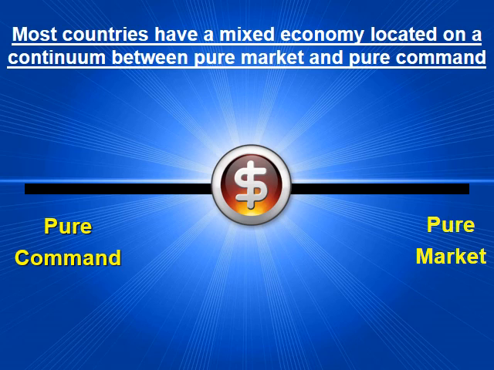You could sell someone expired food until there were laws made by the government that said you have to have an expiration date on the packaging. That's just one example. So once again, most countries have a mixed economy located somewhere between market and command, and that's a good thing.